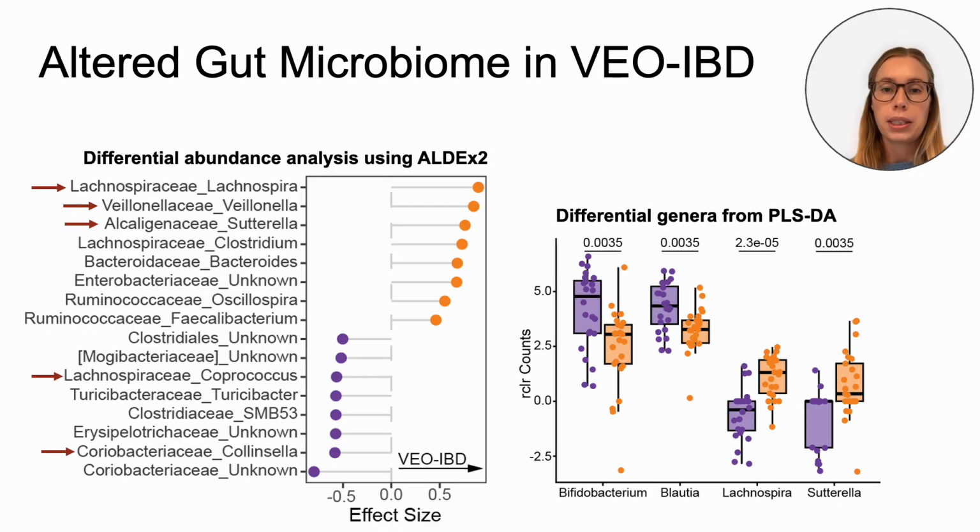And we also did a PLSDA, which gave us very similar results. As we can see from the figure, we also observed a lower abundance of Bifidobacterium and Blautia in the VEO-IBD, which are taxa associated with gut health.